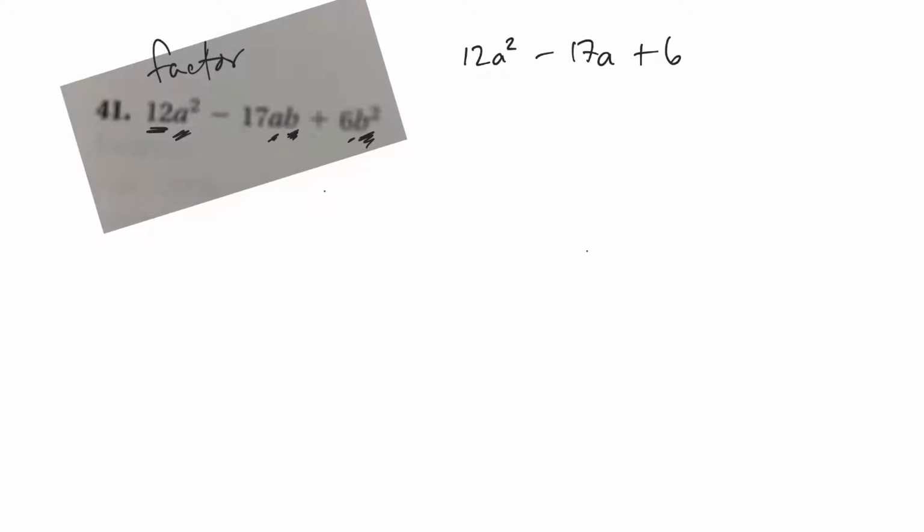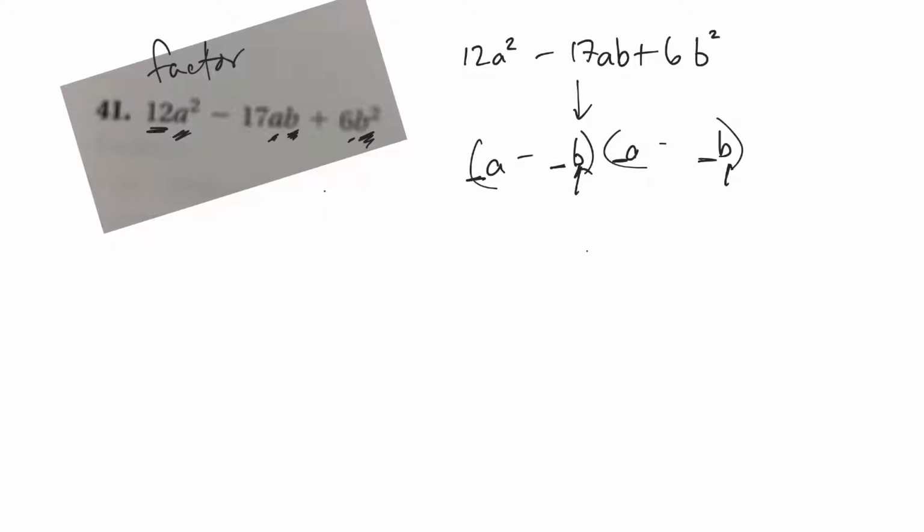Having the b's in there, all it does is, at the end when you have things factored, you'll have a's at the front with some numbers, and at the end you'll have some numbers, but you'll also have b's at the end, and then you'll have the sign in between there. So it's just putting b's at the end. So let's try and factor this one.